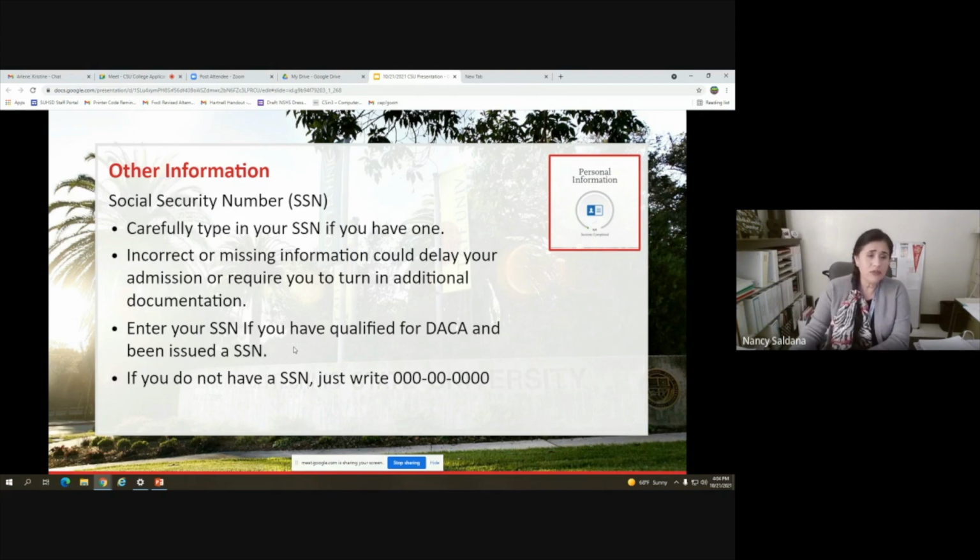We do have a couple of students that are DACA students. So enter your Social Security number if you qualified for DACA, and DACA has provided you with a Social Security number. So yes, if DACA provided you with a Social Security number, that's the number that you will be entering on your college application. And we do have a couple of students that don't have a Social Security number. So if you don't have a Social Security number, you're just going to go ahead and input zeros, and you're going to list it the way that it's listed here.